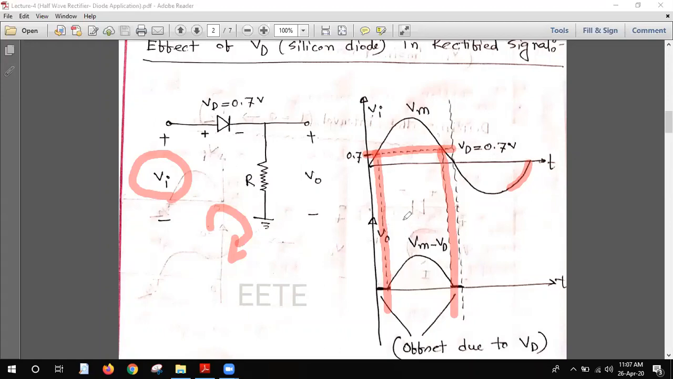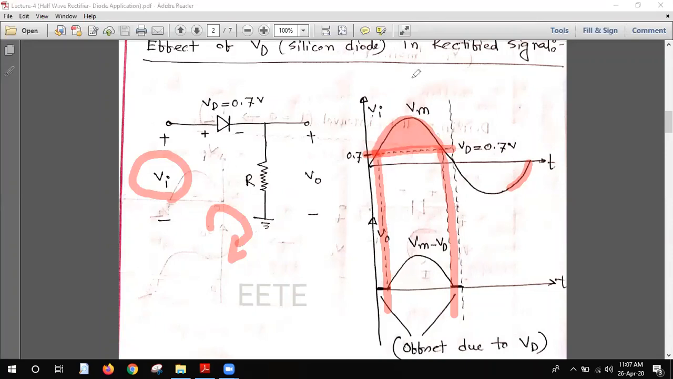Now in this offset line, you can see that before and after this offset, there will be no output voltage, because only when the input becomes greater than 0.7 will it pass through. Only this shaded part, which is above 0.7 volt, gives us the output. We will not get the full output because of the 0.7 volt offset.